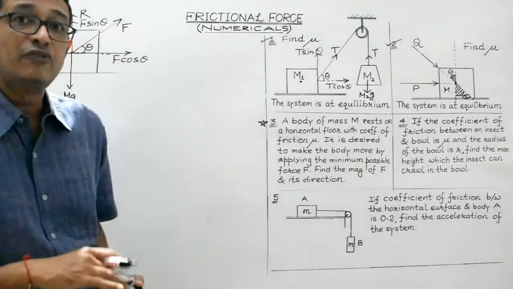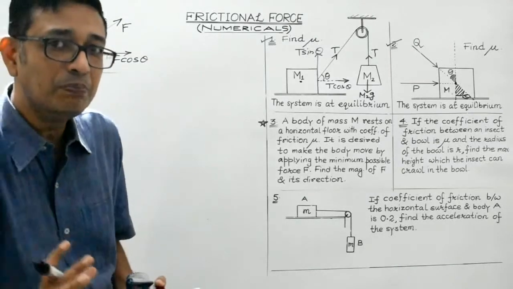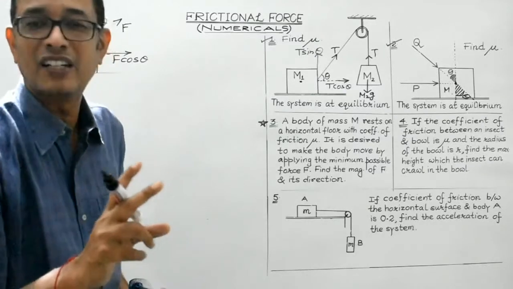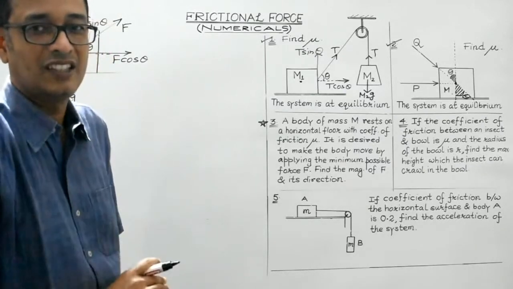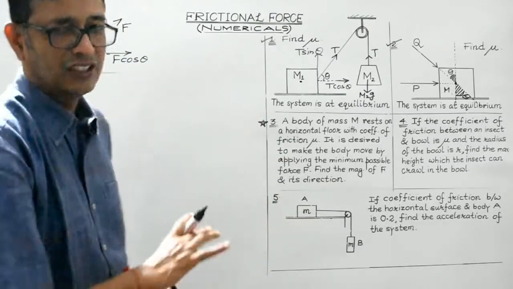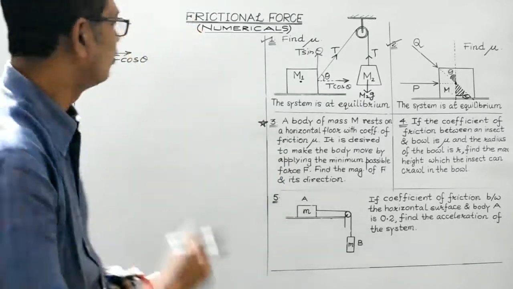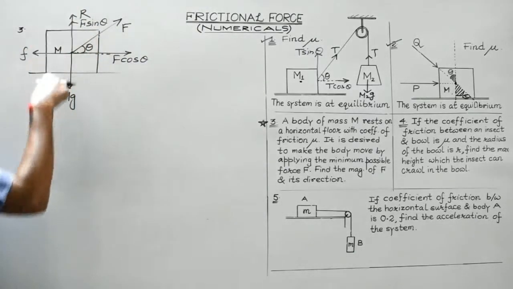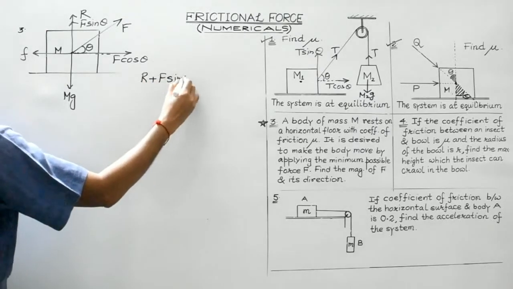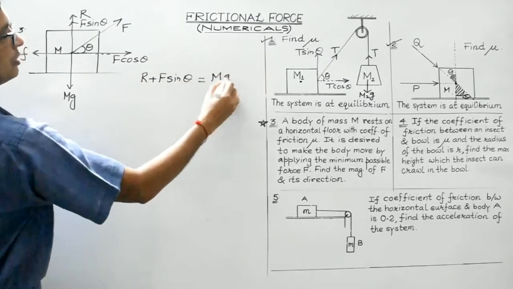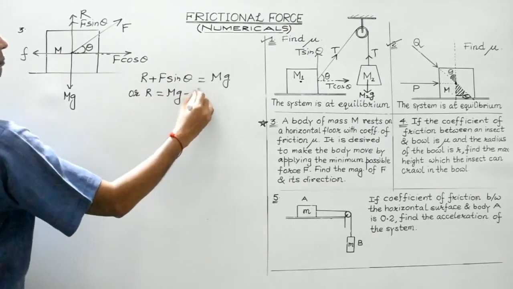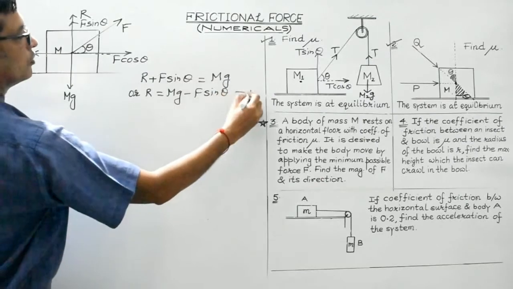So the body is on the verge of motion. The body just begins to move. So at that instant the body may be considered to be under the influence of balanced forces. Just at that moment, the body is on the verge of motion, right? So considering the body to be under the influence of balanced forces, what we get is, in the vertical direction, R plus F sin theta will be equal to mg, or the reaction force will be equal to mg minus F sin theta, right?